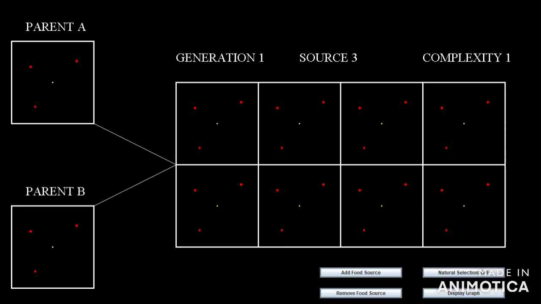And just to lead you through a few key terms, here parent A and parent B denote the two parent organisms that will cross together and reproduce to form the 8 children as represented by these small boxes. Generation 1 denotes which generation the parent organisms belong to, and here it is 1. Source 3 denotes the amount of energy resources available to all the organisms. Here they are 3 in number as represented by the red dots. And complexity 1 denotes the number of genes present in the parent organism. As you can see by these white dots, they are 1 in number.